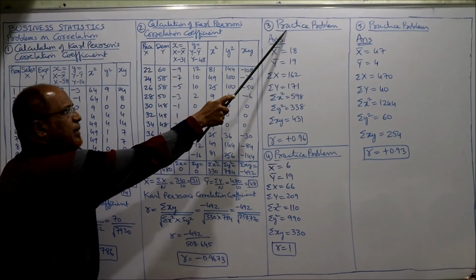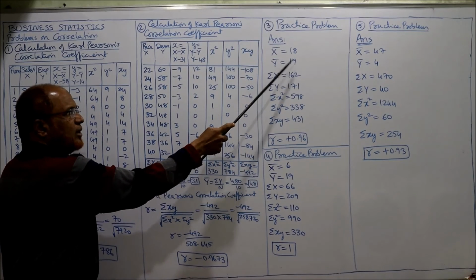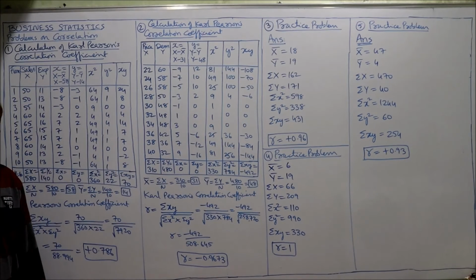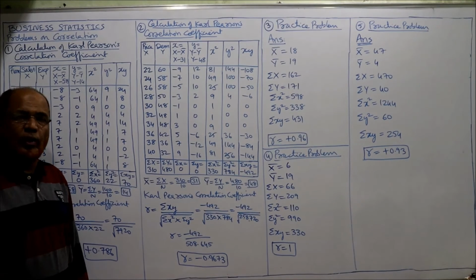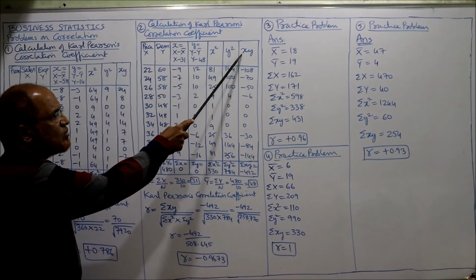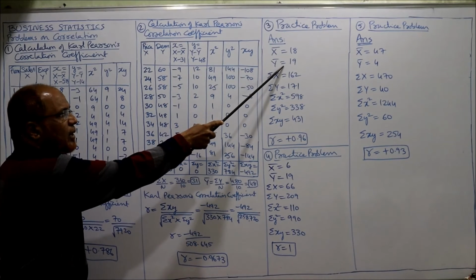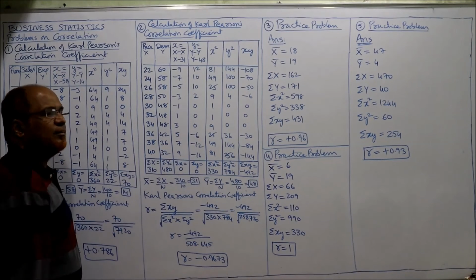See here, third problem, practice problem. So X bar you are going to get 18. Y bar you are going to get 19. So the actual mean, you are getting the mean in whole number. So you are going to draw the same columns: small x, small y, x square, y square, xy. Because the actual mean is a whole number, we require the same columns.